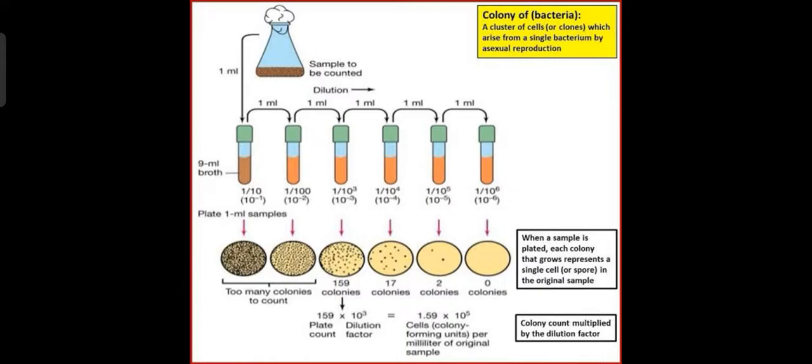Then by pour plate or spread plate method, we can inoculate the sample and incubate it. After incubation, colonies will appear. These colonies can be counted. In the 10 raised to minus 1 and 10 raised to minus 2 tubes, there are too many colonies and they cannot be counted. So in the 10 raised to minus 3 tube, you can see slightly fewer colonies. The colonies become fewer with the dilution factor.